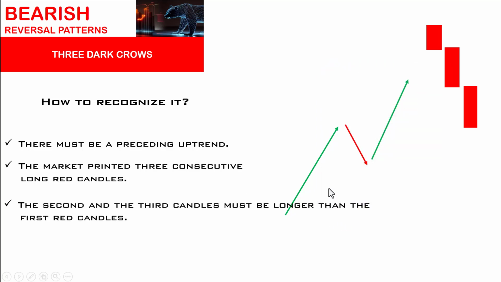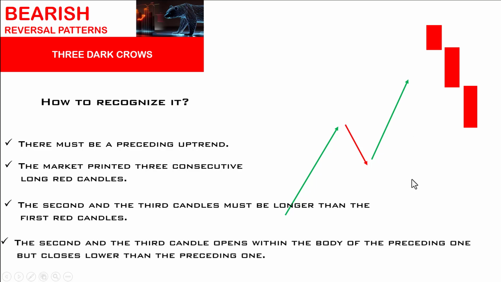Let's continue. The second and the third candle must be longer than the first red candle. This one must also be long, so it cannot be an indecision candle. No, it has to be a distinctive candle, but this second and third one must be longer than the first one. That's the criteria. The second and the third candle open within the body of the preceding one, but close lower than the preceding one.